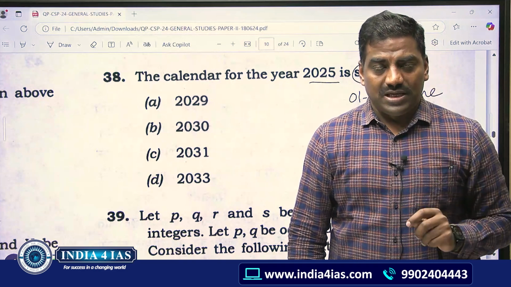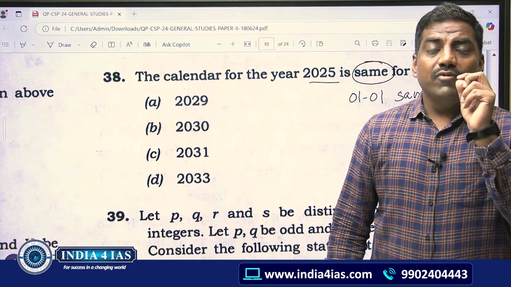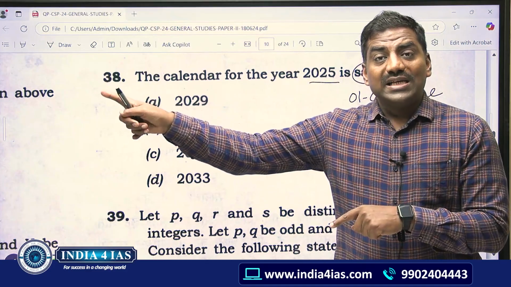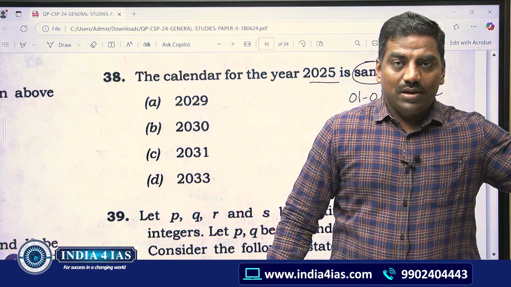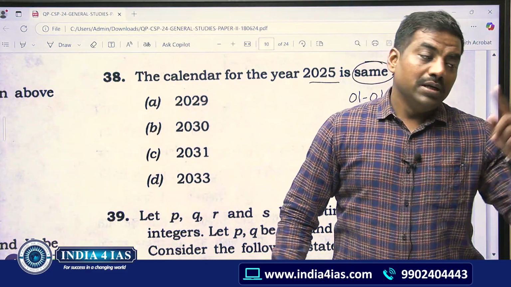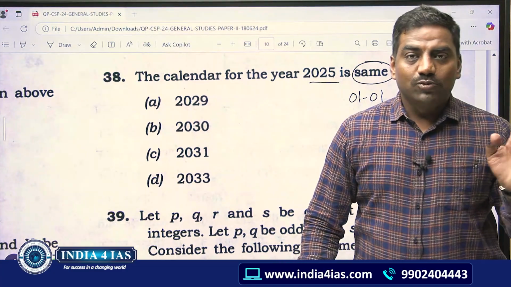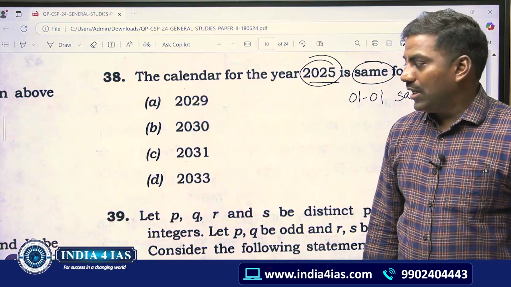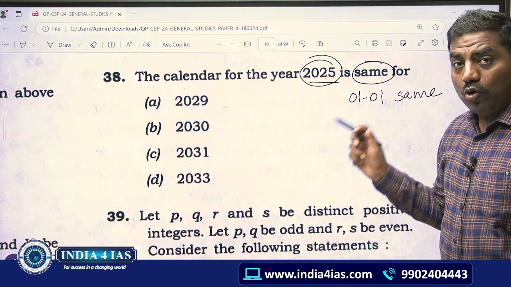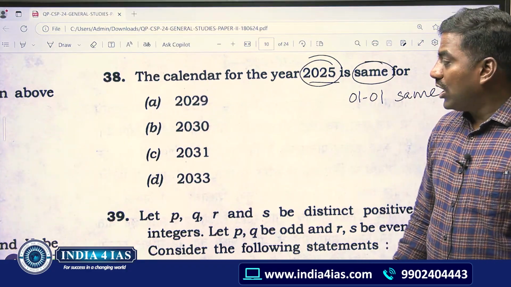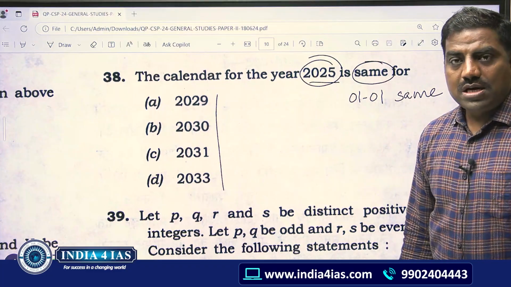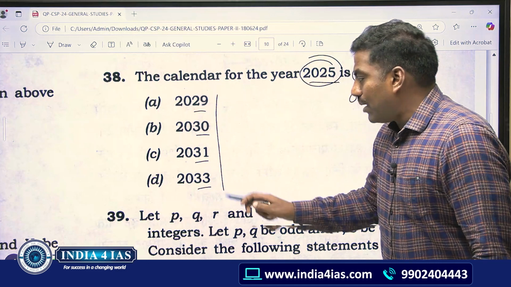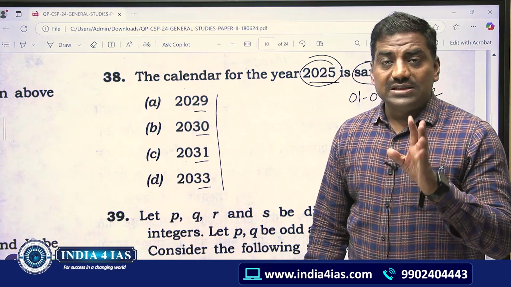And second concept here is, whenever we are looking for the same calendar, if one year is a leap year, the other year also has to be a leap year. If one year is not a leap year, the other year should not be a leap year. That is what we are looking at. So here 2025 is not a leap year. So we have to look for a year which is not a leap year. Among the given options, none of them are leap, because if you consider only the last 2 digits, you will come to know whether that number is divisible by 4 or not.